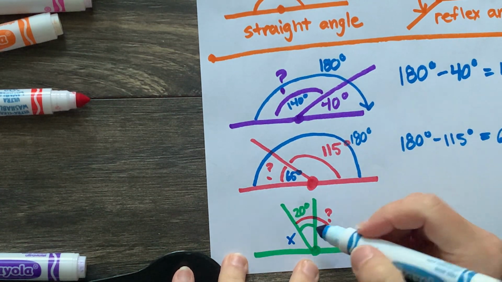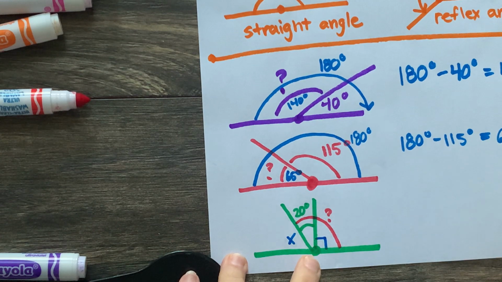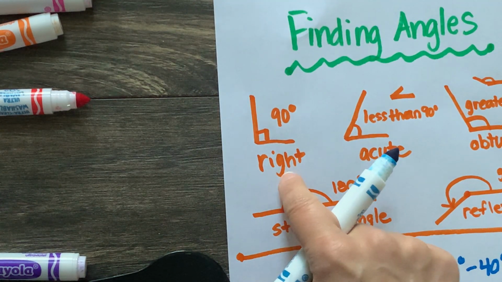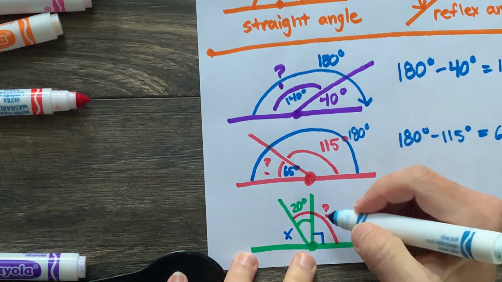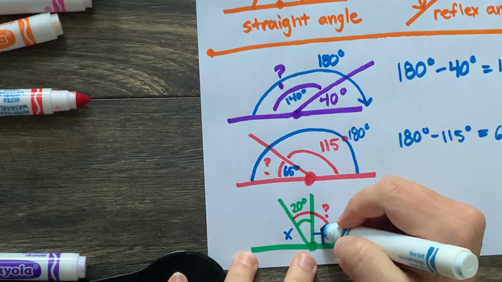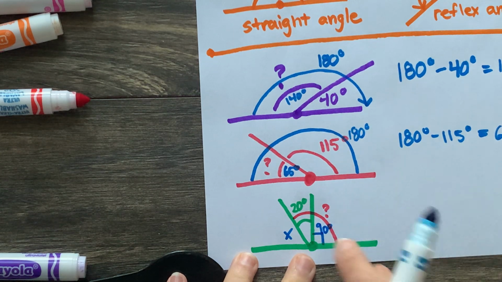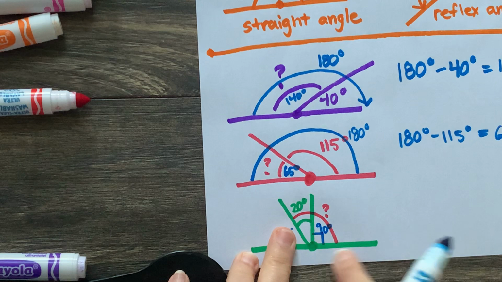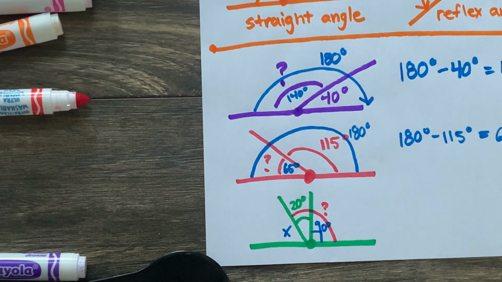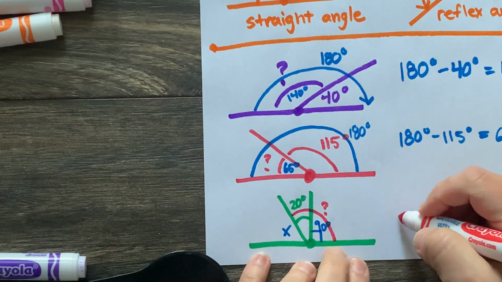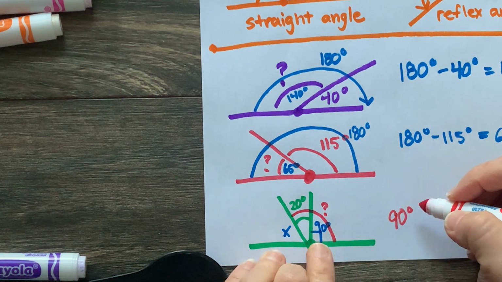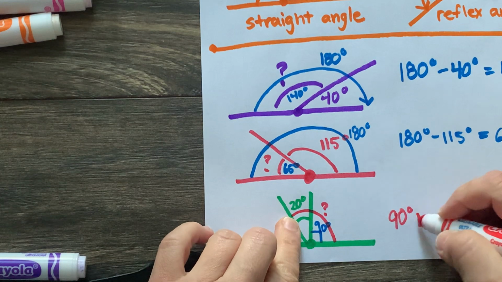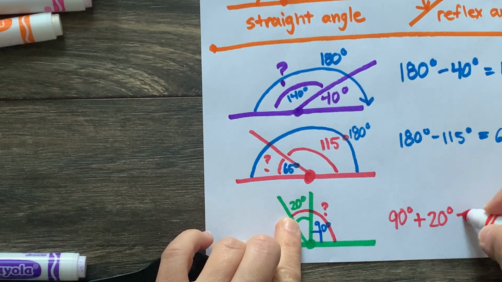But what I do know is that right here, I have a right angle. And I do know that a right angle is 90 degrees. So if I know that this small part here is 90, and I know that this is 20 because I was told that, what can I do to find out the red part of the angle? Take my red pen. I'm going to take my 90 degree angle because I know that this is 90. It's a right angle. And I know that I had 20 here. I'm going to add those two together.